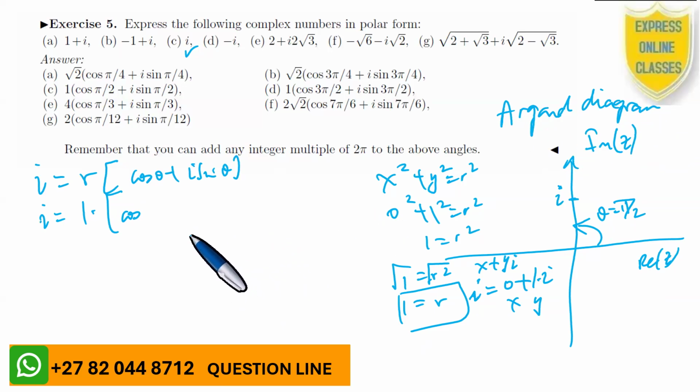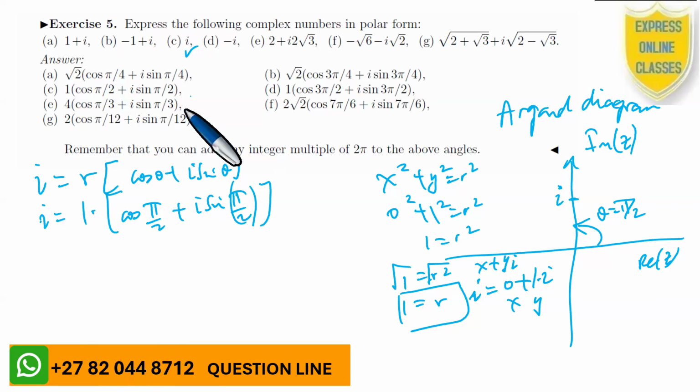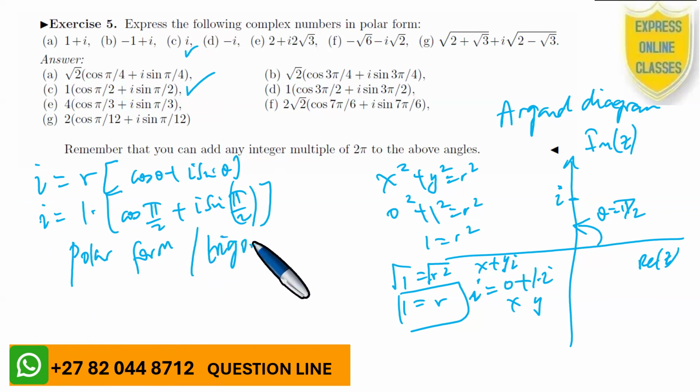So the angle theta therefore becomes pi over 2, plus I, the sine of pi over 2. Right, and therefore this is the answer. So we have converted I to what we call the polar form. What is the formula for converting? It is the polar form, or what we call the trigonometric form.